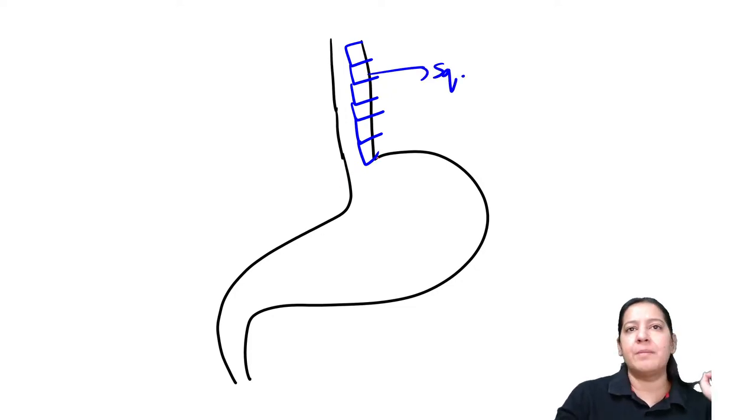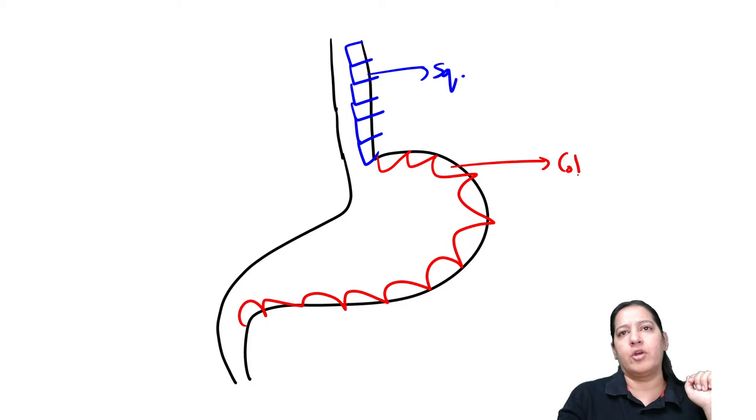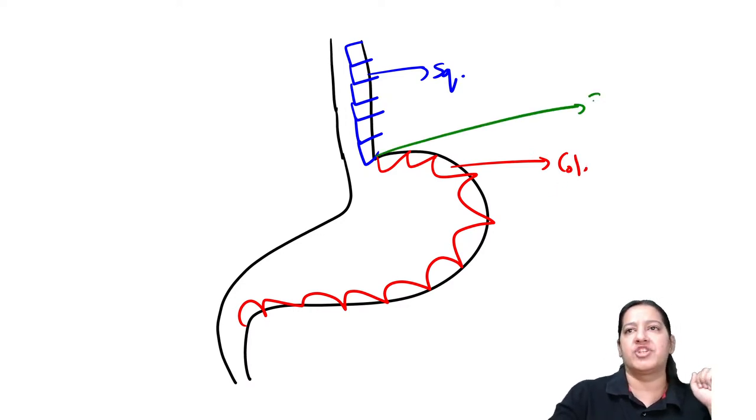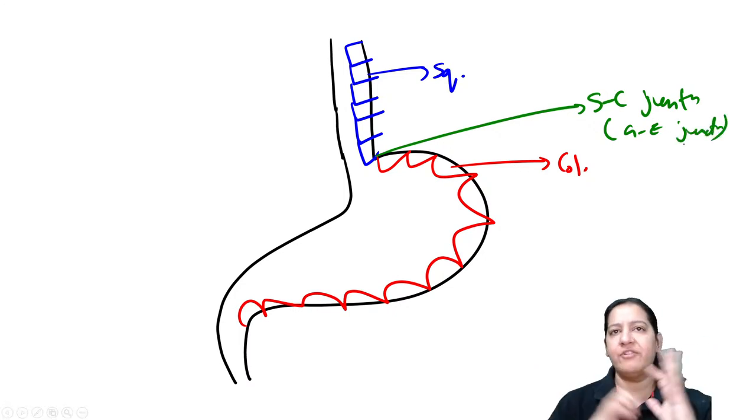The lining of the stomach is columnar. You know it, I guess everyone knows it. So with red color, I'm drawing the columnar. Can you see the junction? This junction is known as the squamocolumnar junction, also known as the gastroesophageal junction, or GE junction. I guess everyone knows that, right?